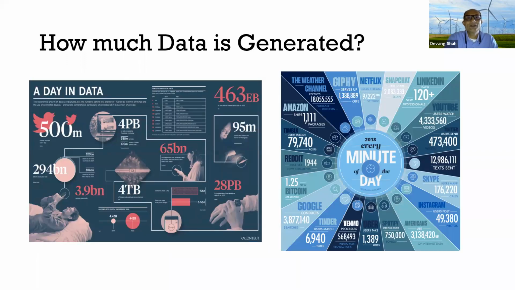This talks about how much data is generated. So think about it. On the left hand side, data generated in a day, crazy, right? And on the right side, data generated in a minute every day. So 500 million tweets a day. On the right hand side, Netflix users stream about 97,000 hours of video per minute, right? It's a massive amount of data being generated.